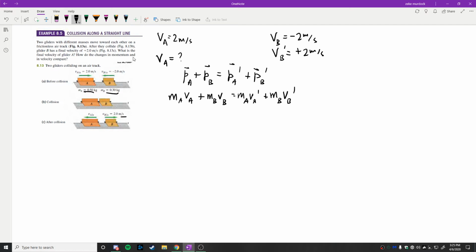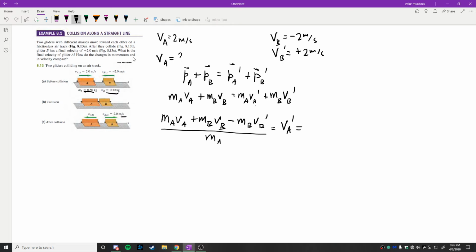All right, so this allows us to solve for VA prime, and I don't really want to put numbers in, so we'll solve it out symbolically first. So it's going to be MA VA plus MB VB minus MB VB prime, all divided by MA. And this should be equal to VA prime. And then we can plug in numbers.